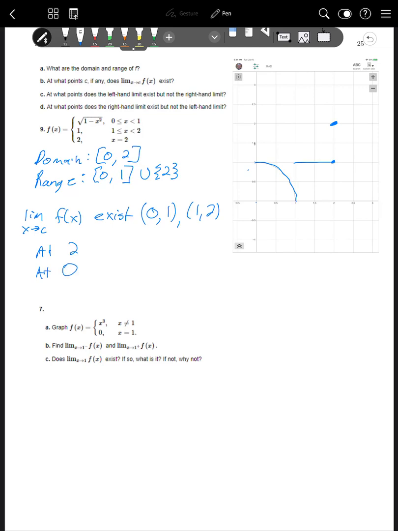And then one other place that it has left and right-hand limits but not a two-sided limit would be at 1, right? Because there's a jump there. Okay, so that's the idea for that. So I think we're going to skip the last one here.